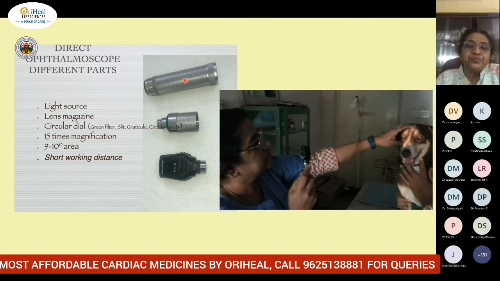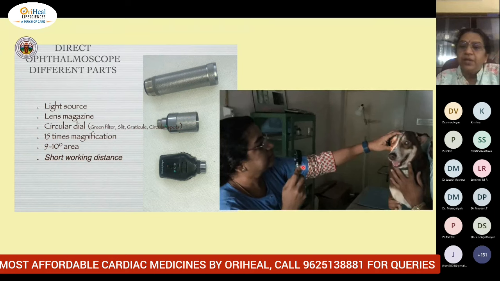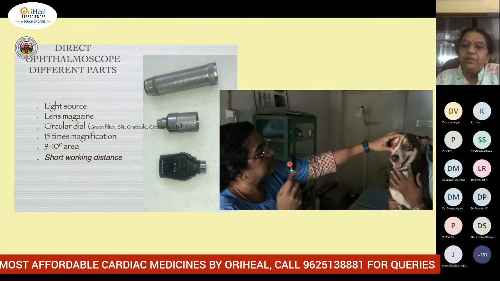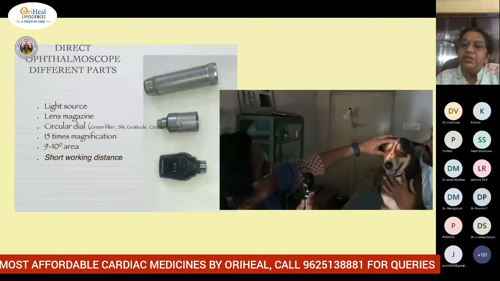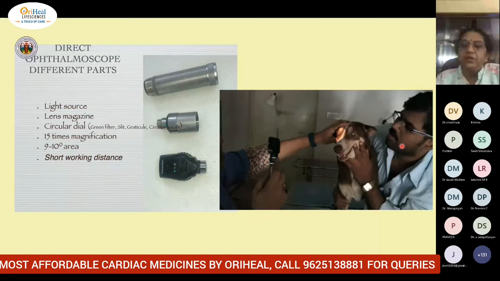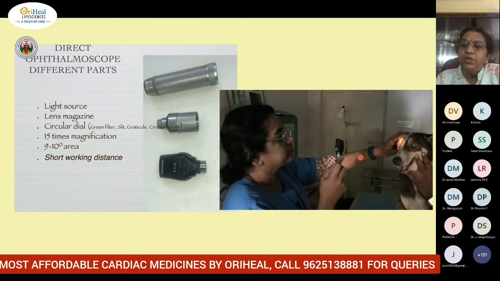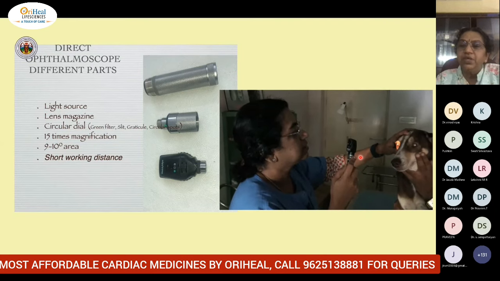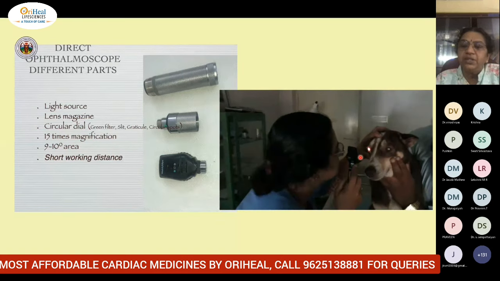So this is the ophthalmoscope that is set. When you work on the animal, you have to start working from a distance. You are trying to aim at any opacities in the path of the eye, starting from the cornea, and you are also trying to look for the tapetal reflection. If there is a cataract, you won't be able to see it. But otherwise, if there is a tapetal reflection, you try to aim at the tapetal reflection.